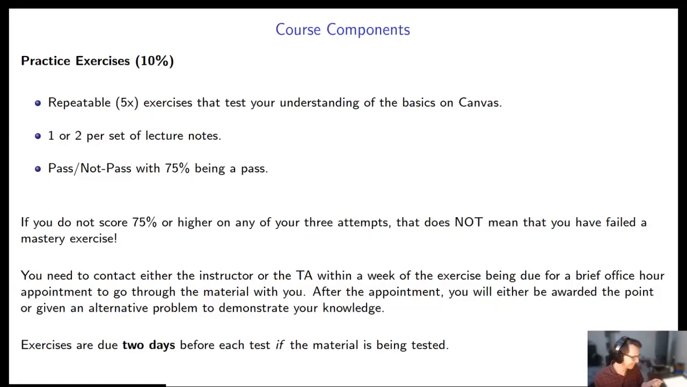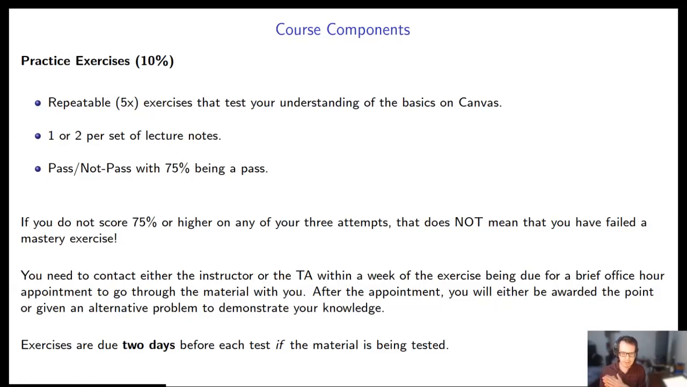So every single lecture has a practice exercise that is repeatable. And you get 5 attempts at these. Some of them are randomized, some of them are not. So every time you do the exercise, you get different questions, and they're not meant to be difficult. They're just meant to be some basic questions that test your understanding of the material.